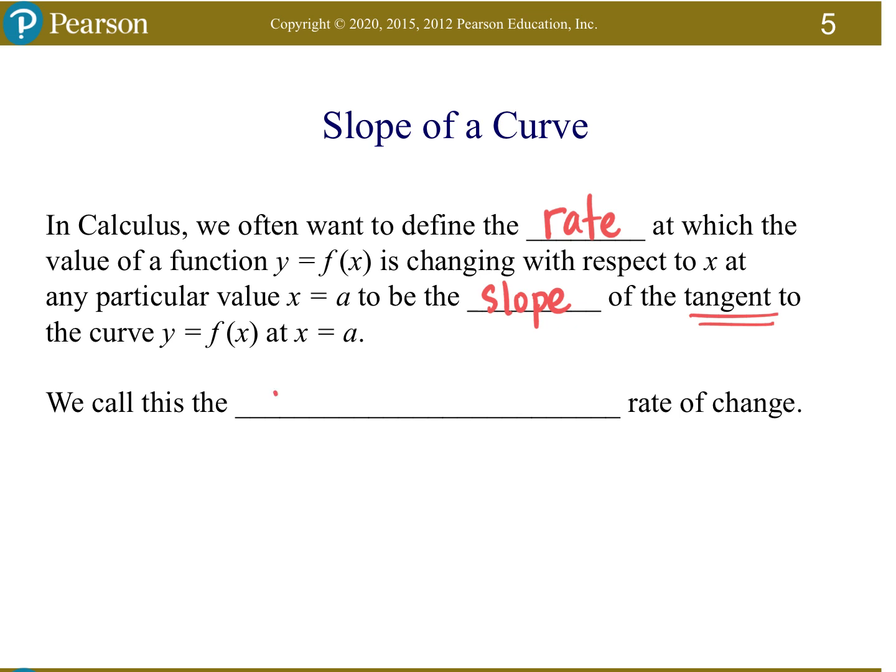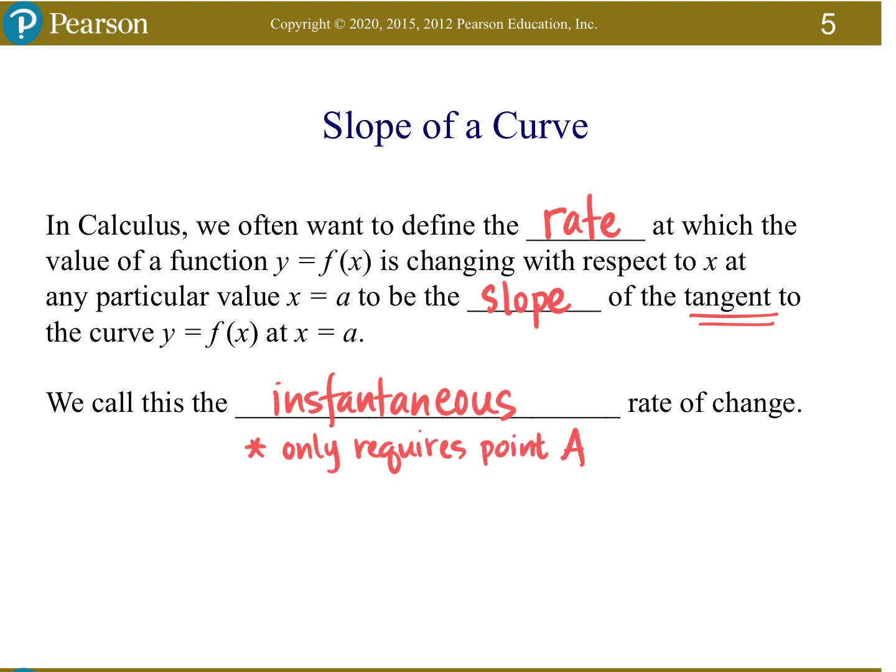All right, we call this in calculus the instantaneous rate of change. It only requires 1 point. Only requires point A and not both point A and B. So we're able to narrow it down to a moment in time.